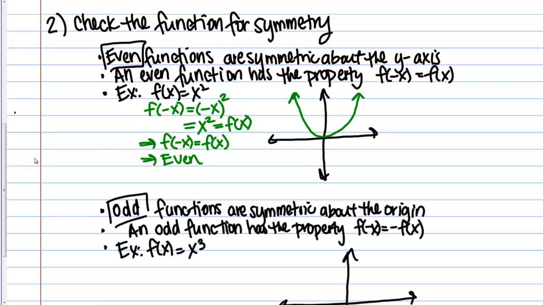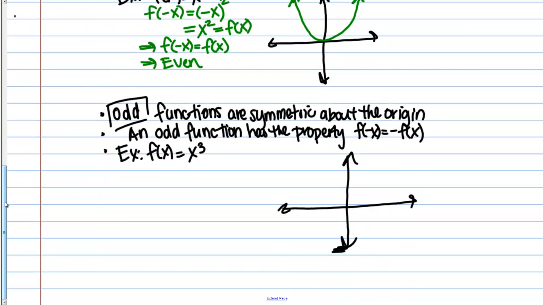Okay, so what about odd functions? Well, odd functions are symmetric about the origin. And odd functions have this property here. F of negative x equals negative f of x. And then once again, let's go through a very simple odd function. So the example here is f of x equals x cubed. To test to see if something is odd, I'm going to use the same test. I want to evaluate f of negative x.